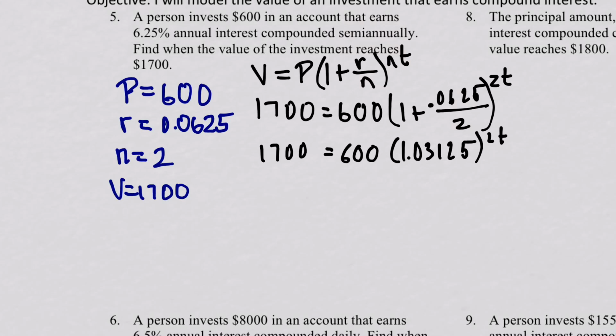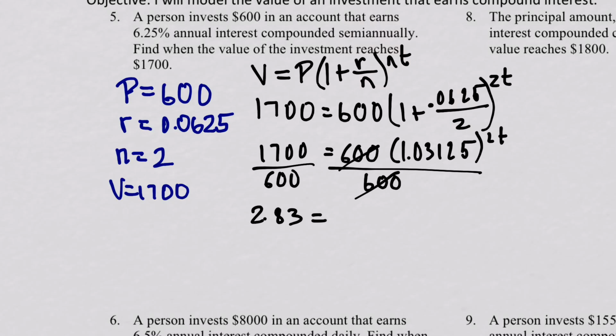And as always, I'm going to divide out by 600 to get rid of it here. And same thing on this side. Divide by 600. Which my calculator says is 2.83, repeating decimal. So 2.83333 forever equals 1.03125 to the power of 2t. And here's where the calculator comes in. Under y sub 1, enter 2.83. Under y sub 2, enter 1.03125 to the power of 2t.